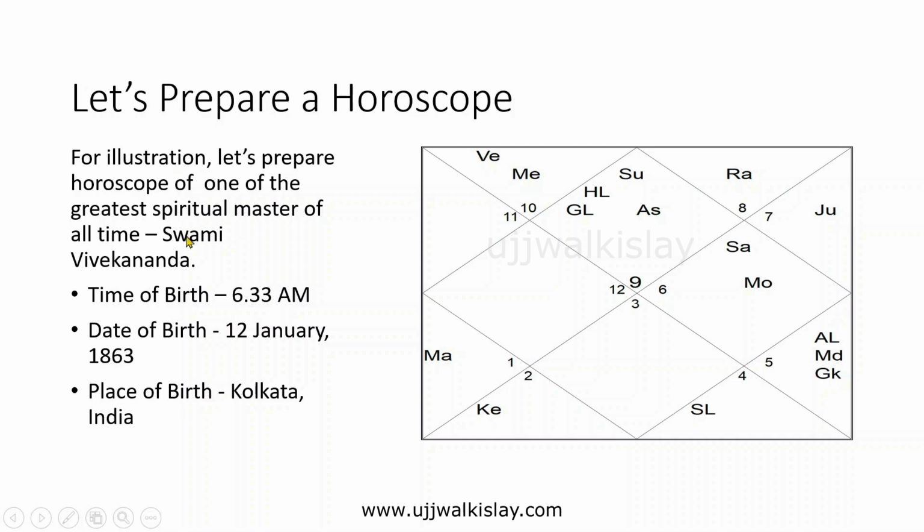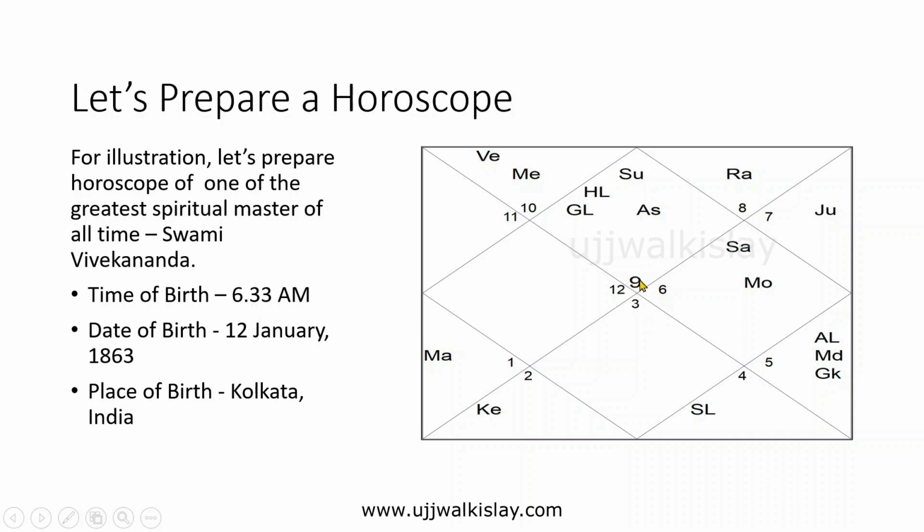Now, for this horoscope, when calculated, it was found that at the time of birth, Sagittarius Rashi was located at the eastern horizon. Sagittarius is the ninth sign of the zodiac. Hence, in the first house, we write number 9.